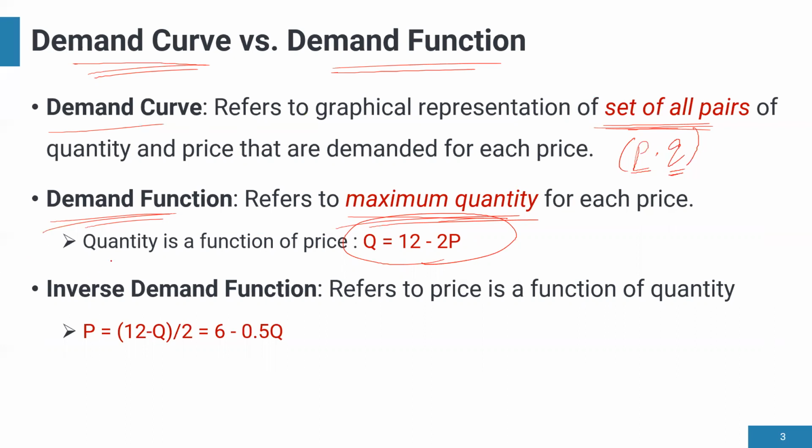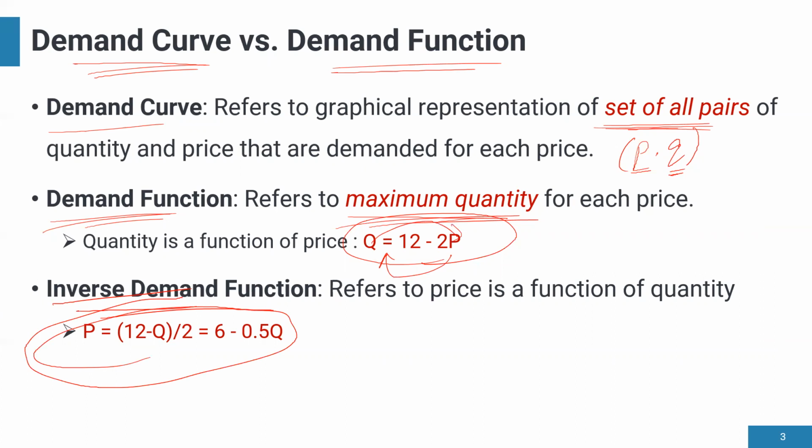What is the inverse demand function? In the demand function, you write Q as a function of P. You can also write P as a function of Q. If you write it that way, it will look like this. This is known as the inverse demand function.